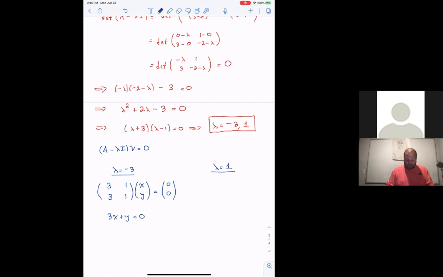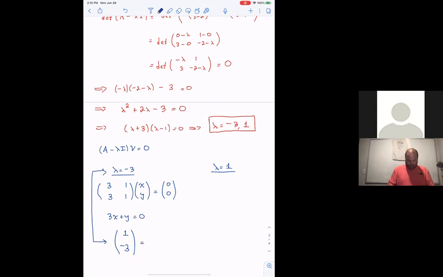So all I get is 3x plus y equals 0. And then all you need to do here is just find an x, y that makes that work. And the easiest one that I can think of is letting x be 1 and y being negative 3. If x is 1 and y is negative 3, you get 3 plus negative 3 equals 0. That makes it a true statement. I have not only the eigenvalue, but I have its eigenvector.